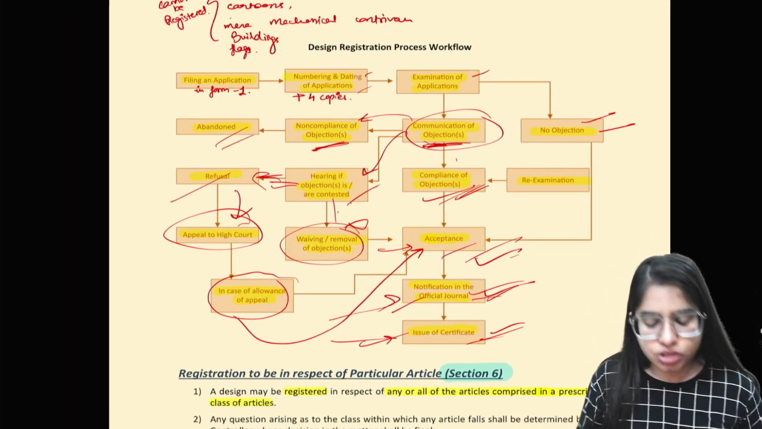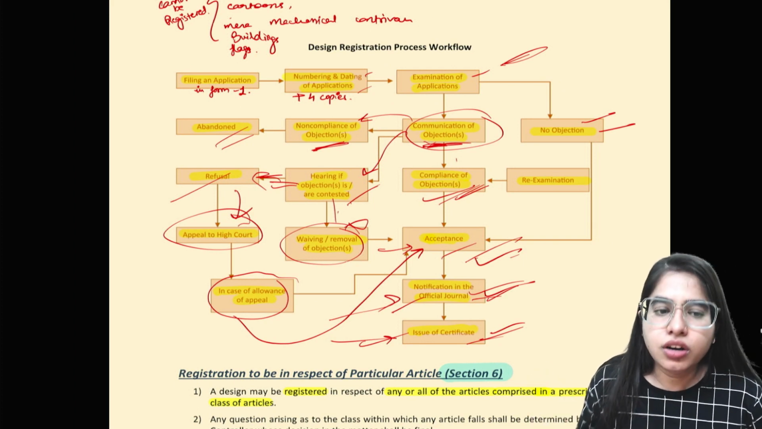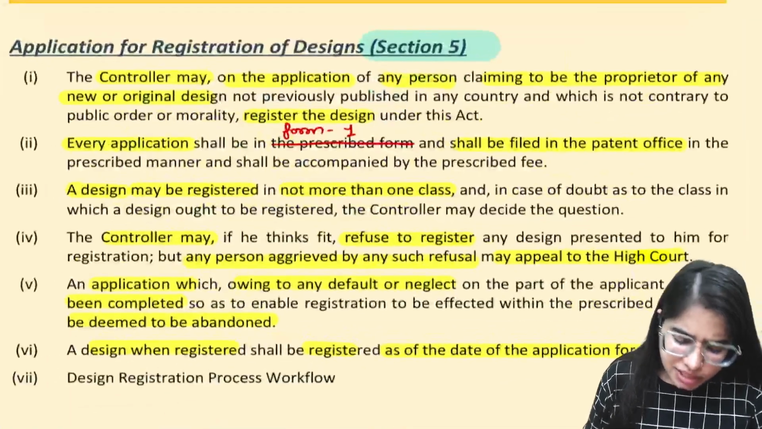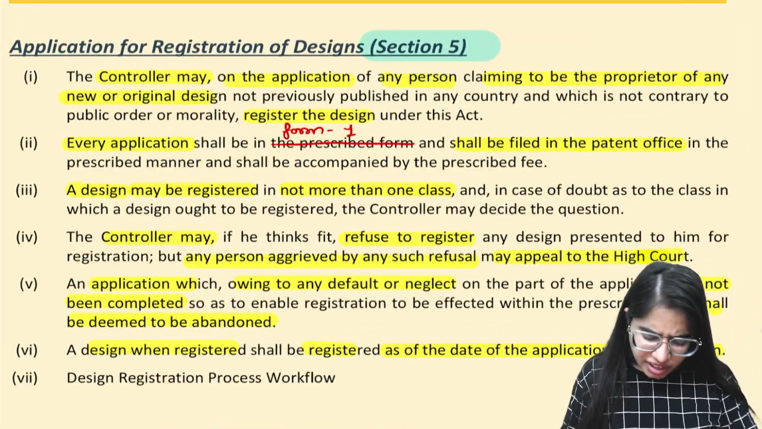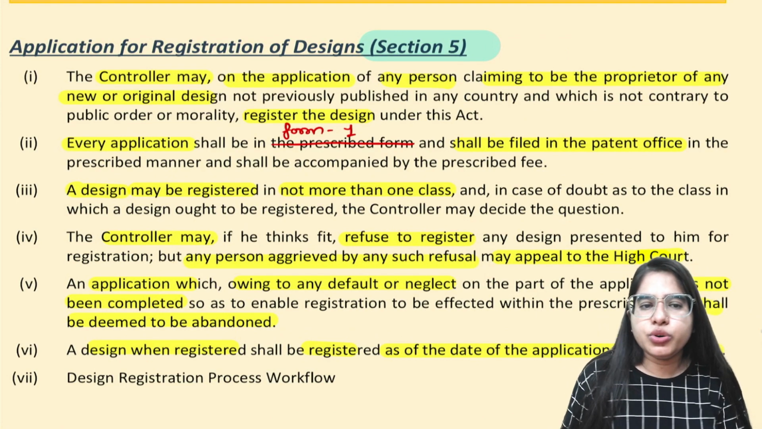Very easy procedure. This is the procedure of registration of design with the controller of designs. Are we clear with this? Now come here, section 5. Not very important, the same thing is given here. What is given in the table, you can just have a read over it.